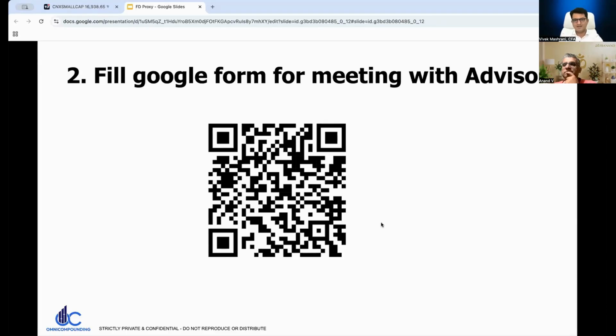You don't even need to compulsorily book it. It's only if it is required, right? So if you feel that, hey, I need some support, I'm paying too much in taxes, I'm losing a lot in terms of compounding, then scan and connect with this.